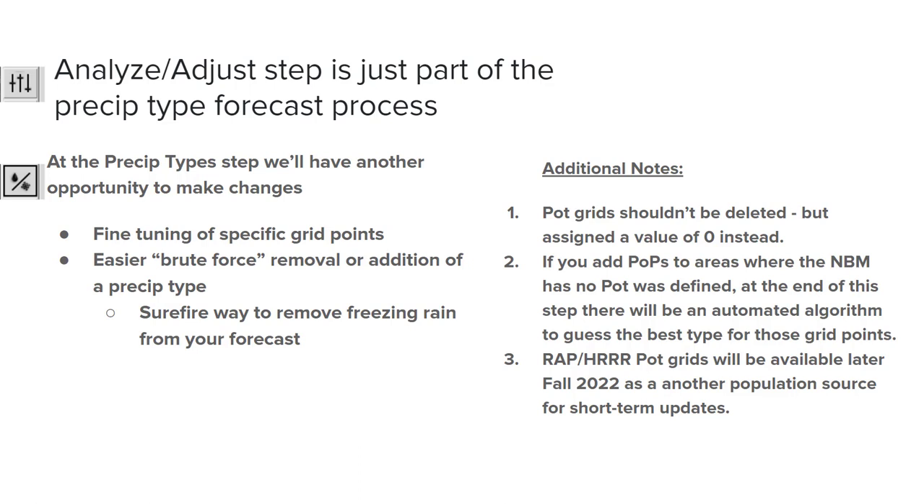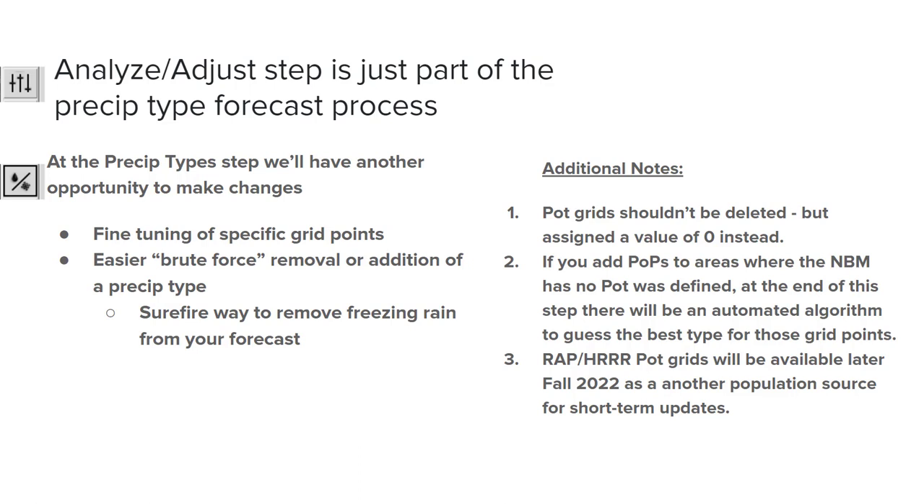That's because POT rain and POT freezing rain probabilities are combined into one behind the scenes and then are split up into rain and freezing rain based on your forecast temperature grids. Thus, you could set POT freezing rain to 0 in the Analyze Adjust step, but any values in POT rain occurring when your temperature is below freezing mean that freezing rain will come back in the forecast in the freezing rain grid. Some additional notes: POT grids shouldn't be totally deleted, but assigned a value of 0 instead.